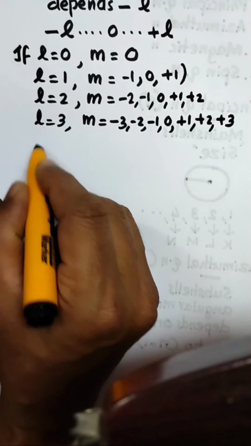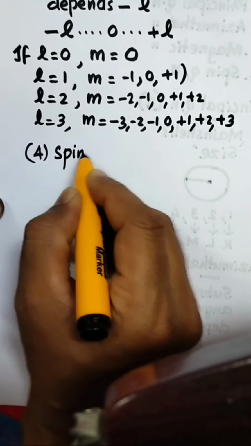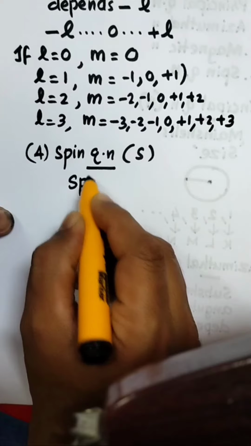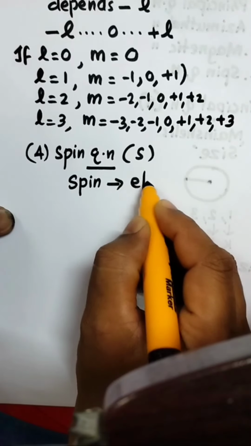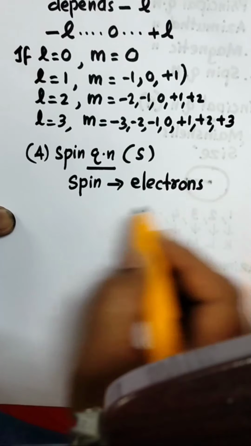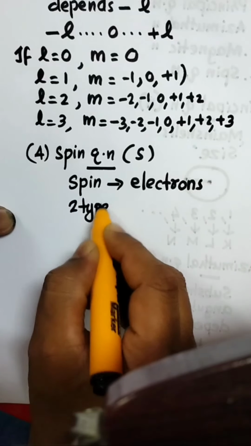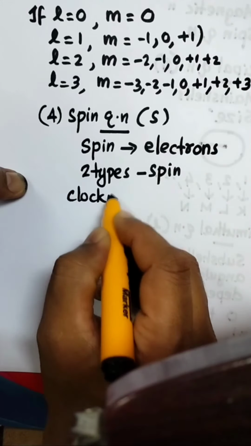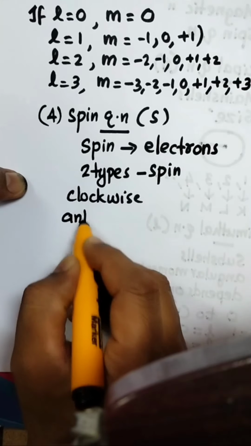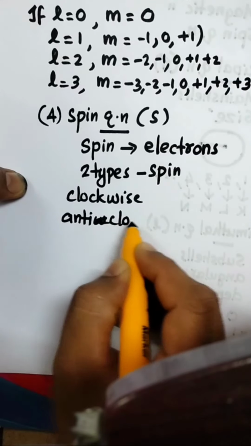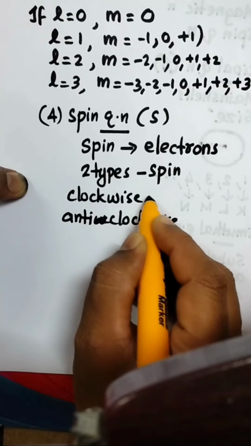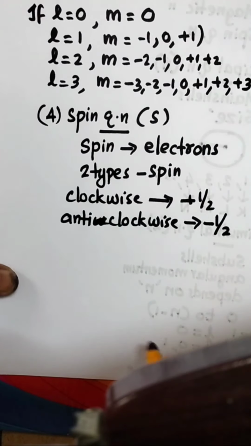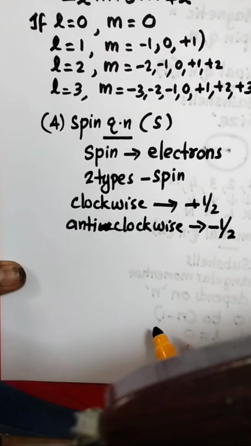Then fourth quantum number is spin quantum number, denoted by the letter S. It gives the idea of spin orientation of electrons. Electrons have two types of spin: clockwise spin and anti-clockwise spin. Clockwise spin is represented by plus 1 by 2 and anti-clockwise spin is represented by minus 1 by 2. These are all about quantum numbers.